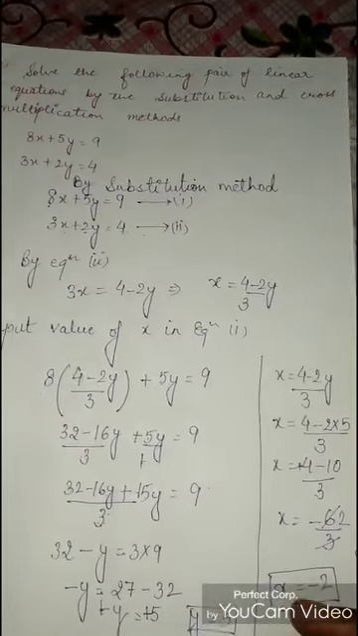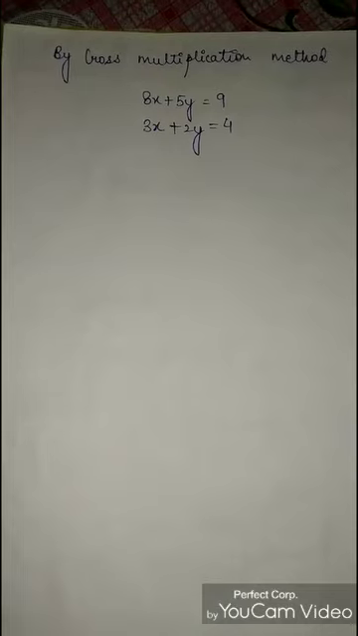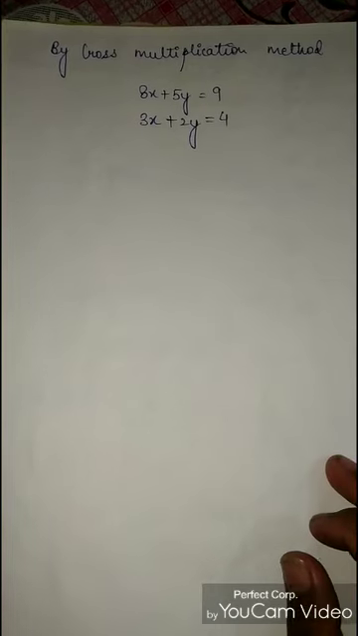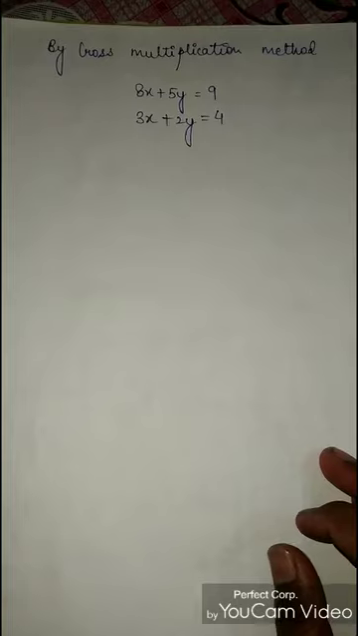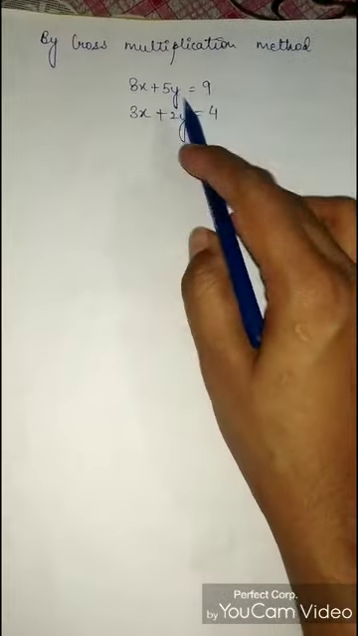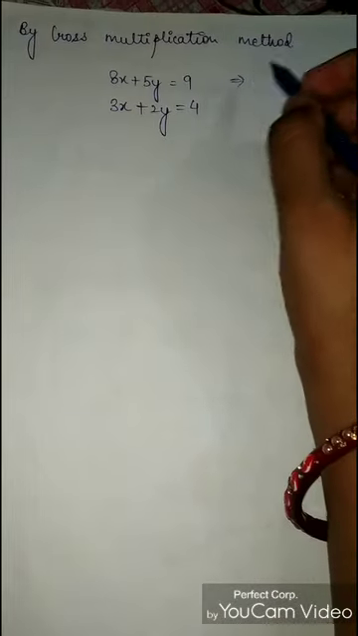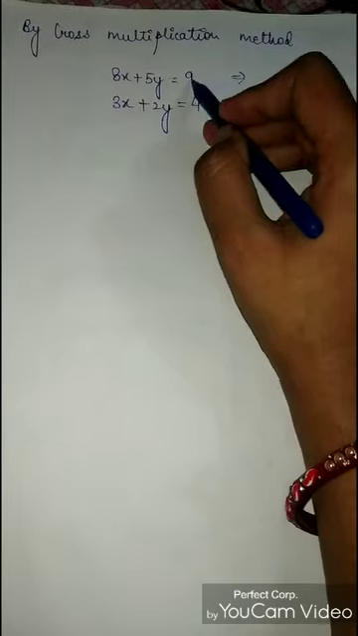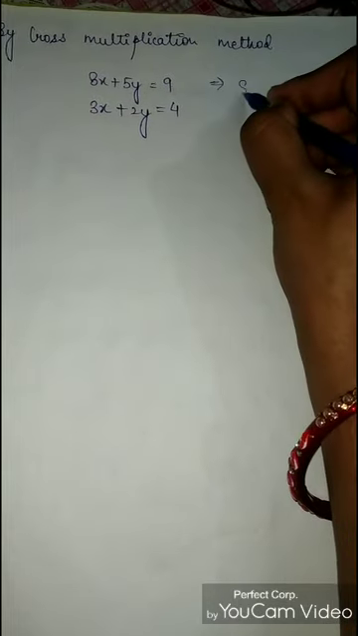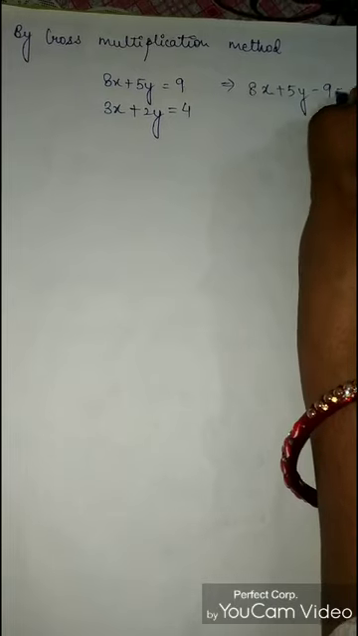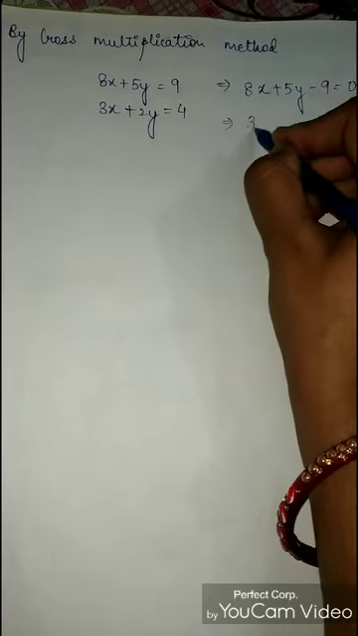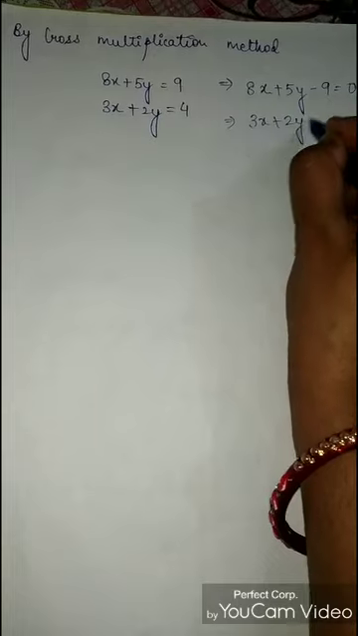Now we have to use the cross multiplication method. So for the cross multiplication method, what do we do? First, we have to write the equation in standard form. So what is standard form? We will shift all the terms to LHS. It will become 8x plus 5y minus 9 is equal to 0. And here 3x plus 2y minus 4 is equal to 0.